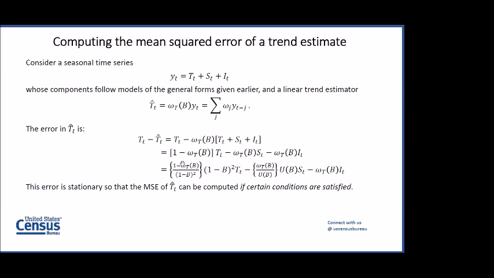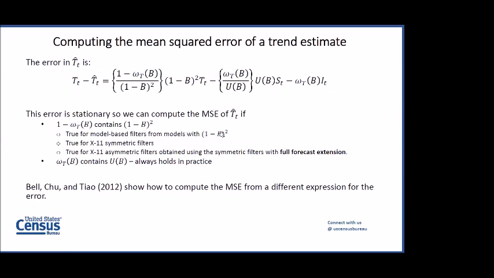What we'd like to do is compute the variance of this expression with three independent components, but we can't do that because the trend and the seasonal are non-stationary, so the variance isn't well defined. But if I modify this expression to divide the filter by 1 minus B squared for the trend, applying it to 1 minus the trend filter, then this part is stationary. I do an analogous thing with the seasonal. So from this expression, one could get at the mean squared error of the trend estimate if certain conditions are satisfied. Here's that expression again.